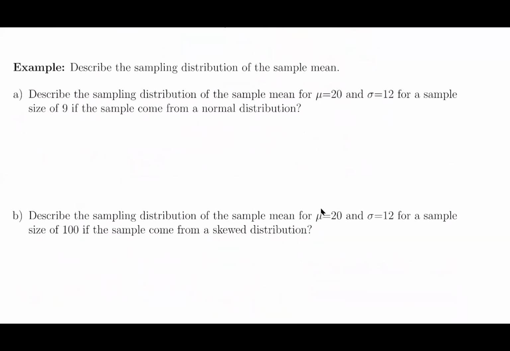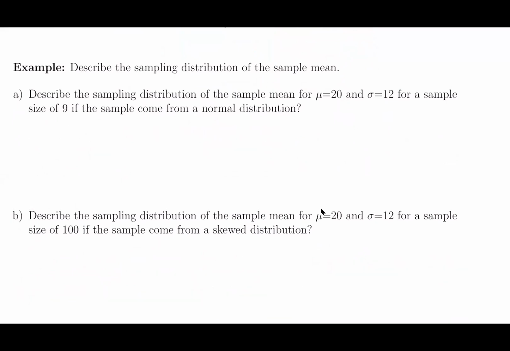So right here, we're going to describe the sampling distribution of the sample mean. Whenever we want to describe it, we want to give 3 things. We want to give the mu of x bar, the sigma x bar, but we also want to give the shape of the distribution. We don't want to give the shape of the original distribution. We want to give the shape of the new distribution depending on how big of a sample size we're getting.